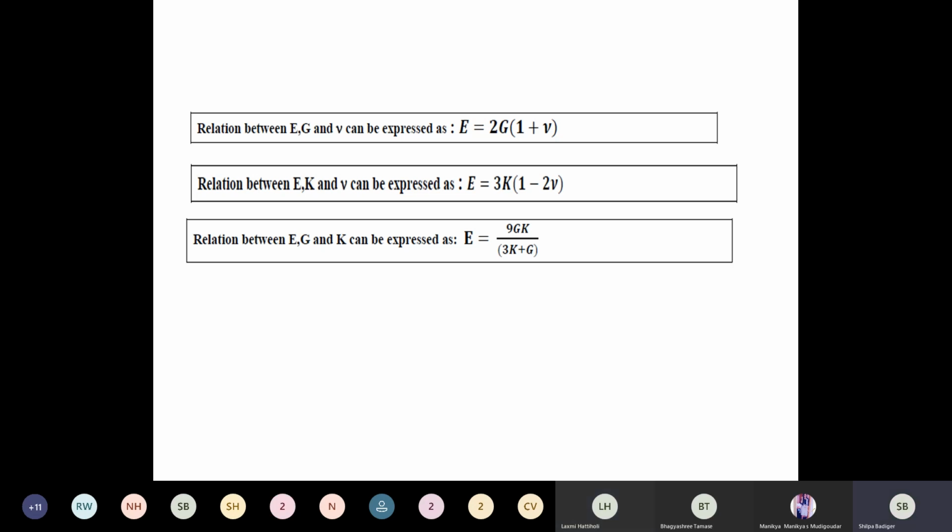Ma'am, how to calculate the elongation due to its self weight using specific weight, ma'am?